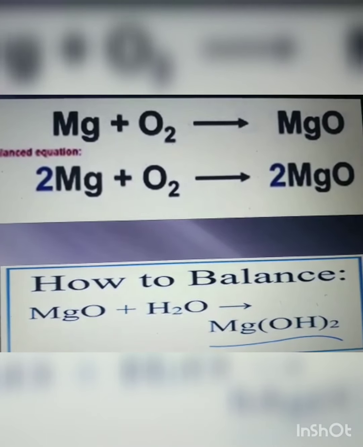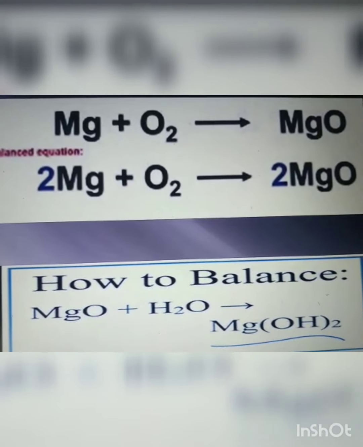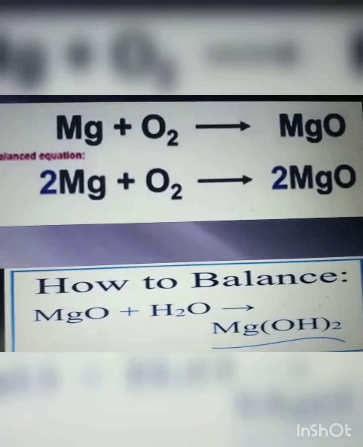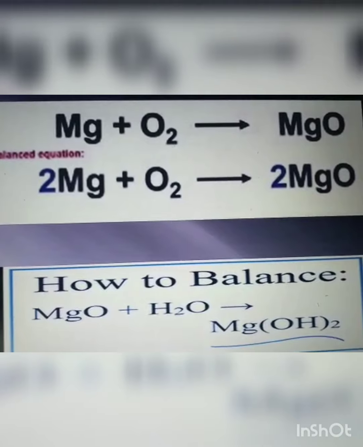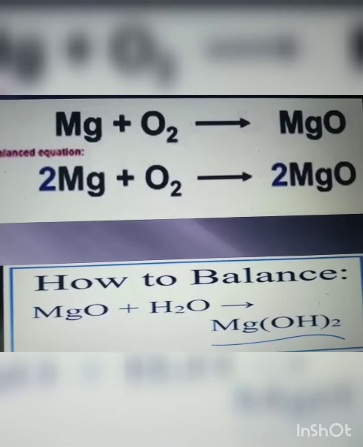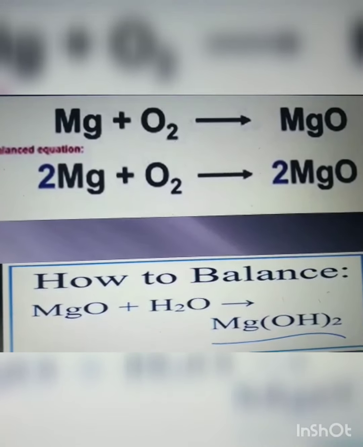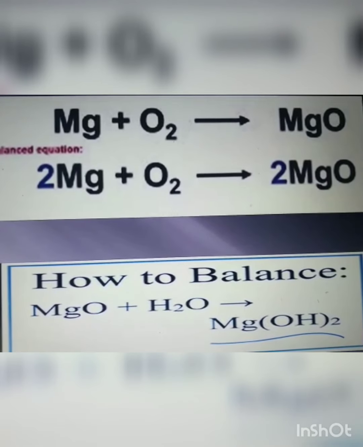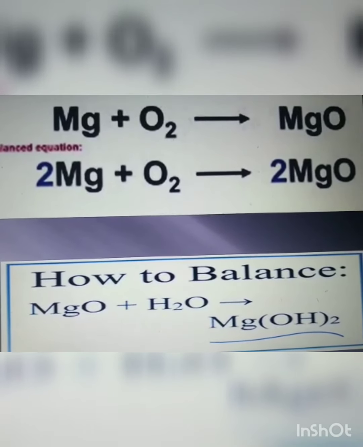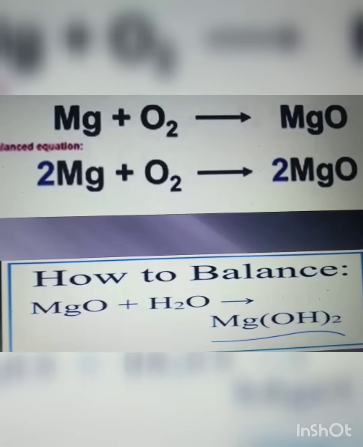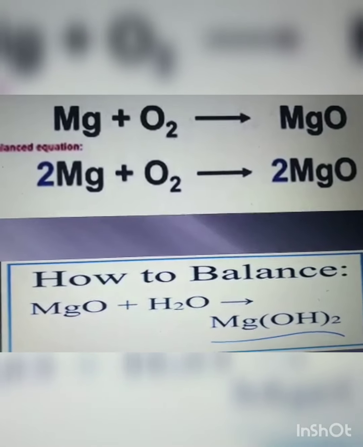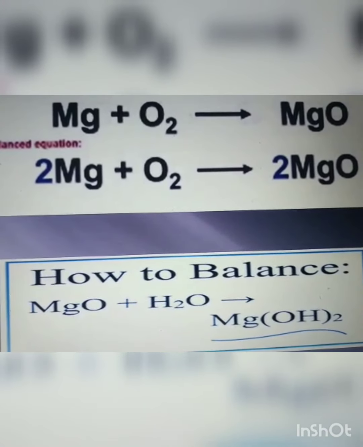Then we will write the number of atoms of each element in the reactant side, or left hand side. See, for magnesium, it's 1 only. For oxygen, it's 2 only. And hydrogen, it is 2. So magnesium 1, oxygen 2 and hydrogen 2.